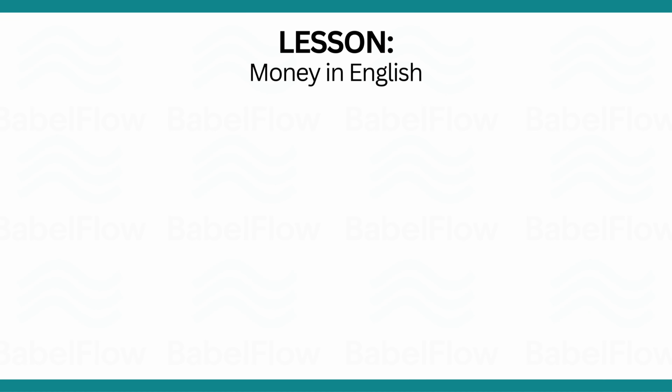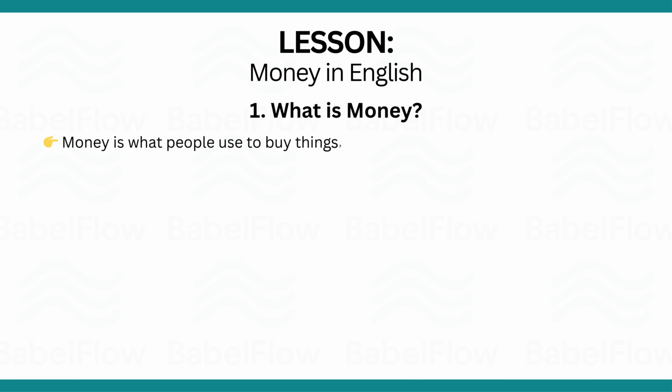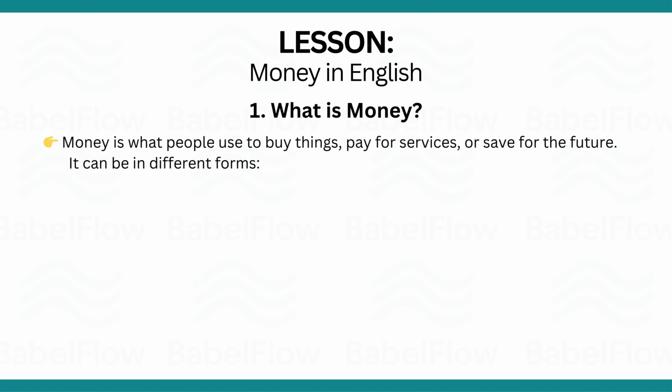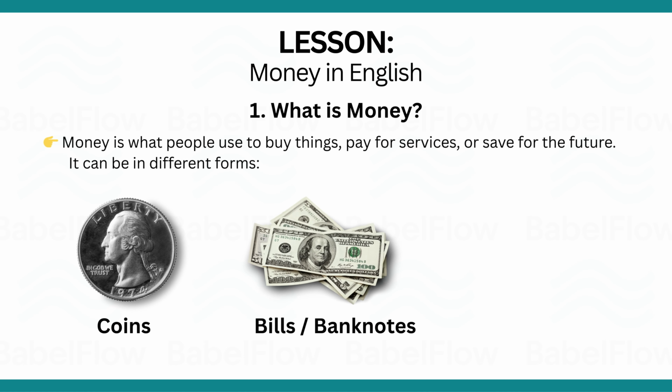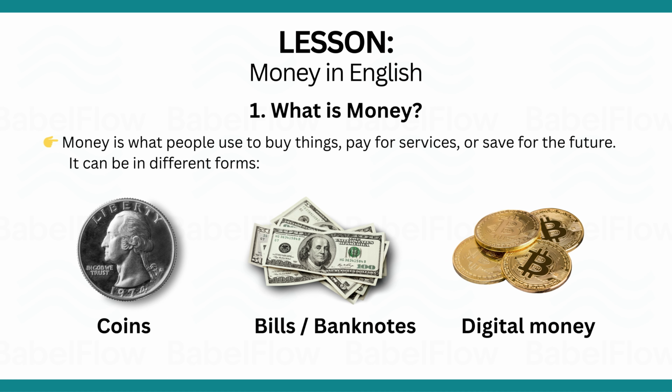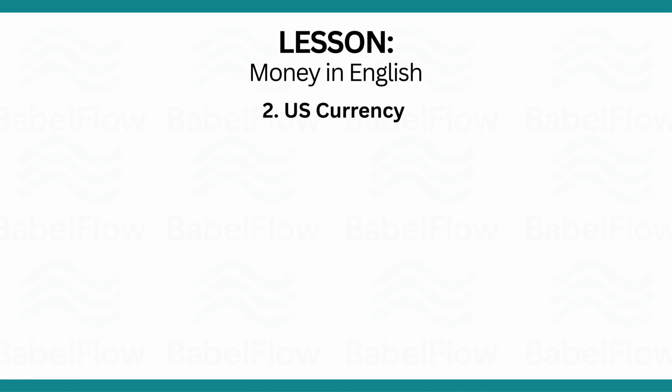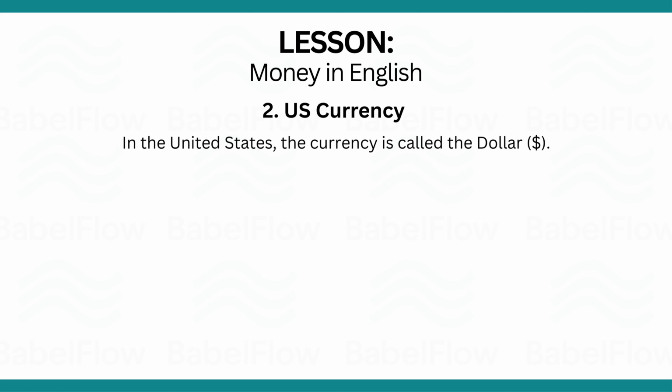Money in English. What is money? Money is what people use to buy things, pay for services, or save for the future. It can be in different forms: coins, bills, banknotes, digital money. U.S. currency. In the United States, the currency is called the dollar.